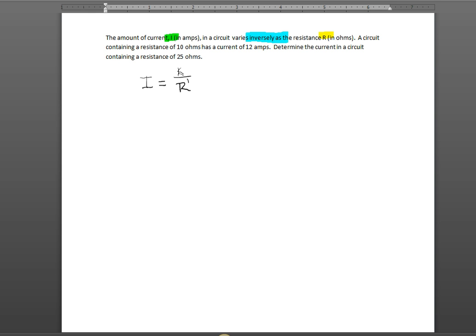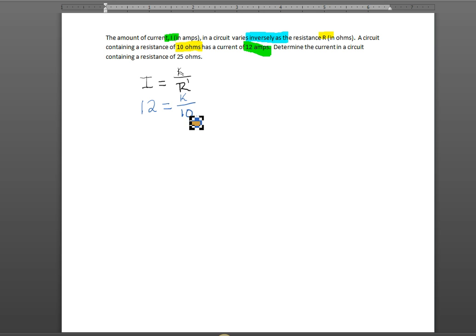Step two is to substitute in what's given to us, and so we know that R is our ohms, so that means that we're going to have our input to be the 10 ohms, and our output is going to be the 12 amps. So we have 12 equals K over 10, and again there's no power on this one. Well, it's the first power, but we don't have to write that.